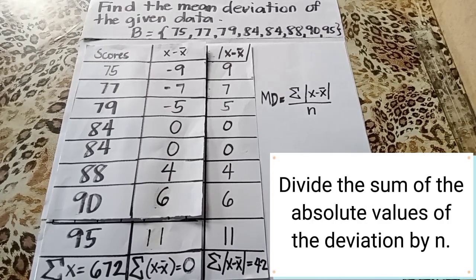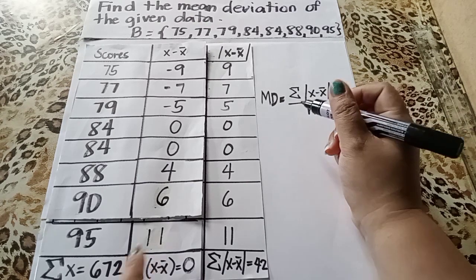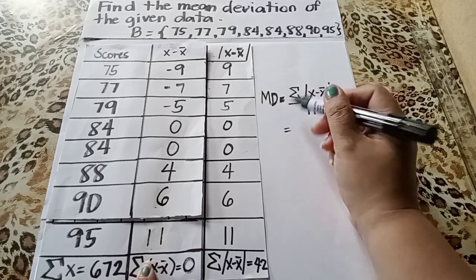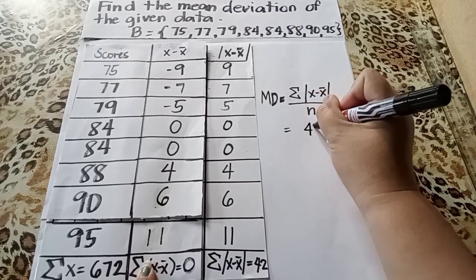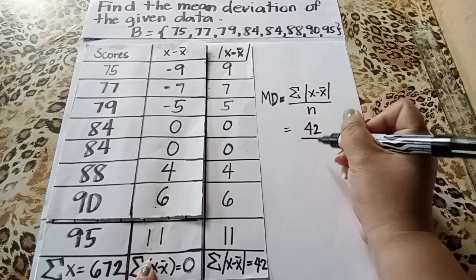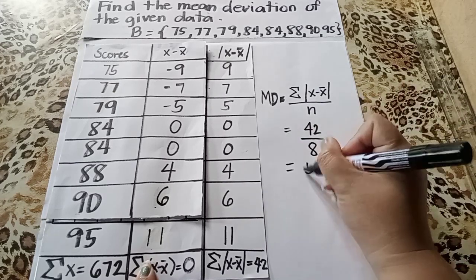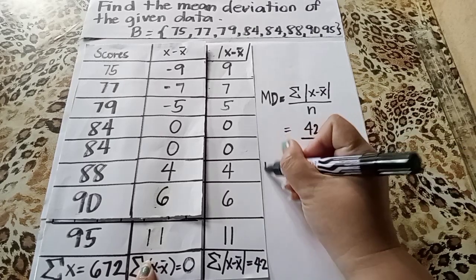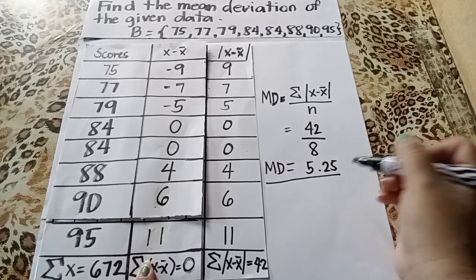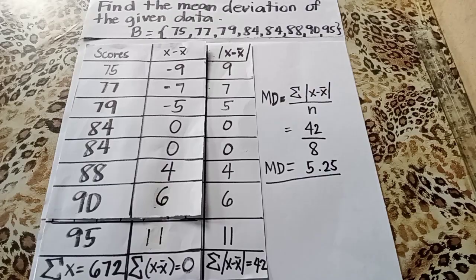After that, we are going to divide the sum of the absolute values of the deviation by the number of our observations. So therefore, in finding the mean deviation, we have here the sum as 42 to be divided by the total number of the sample, or the total number of observations, which is 8. So 42 divided by 8, we have 5.25. So therefore, the mean deviation of our given set of data is equivalent to 5.25.